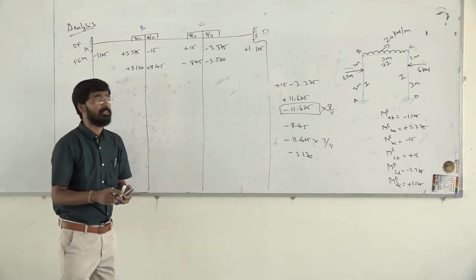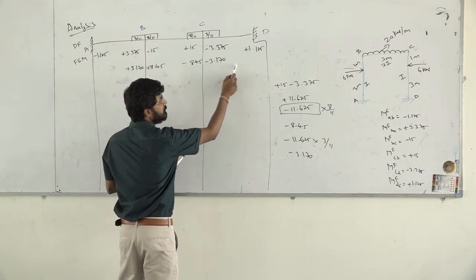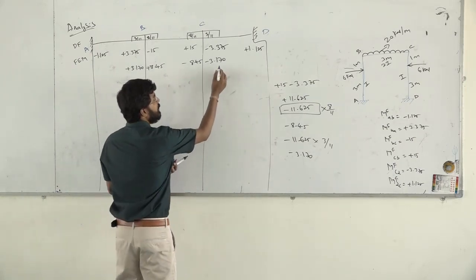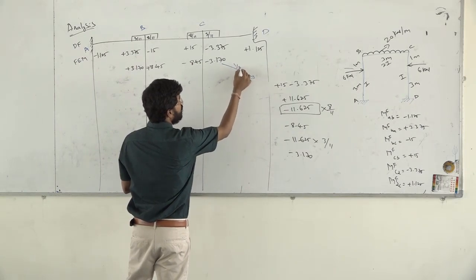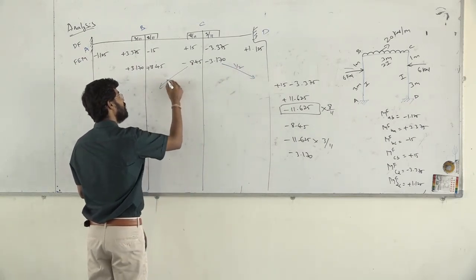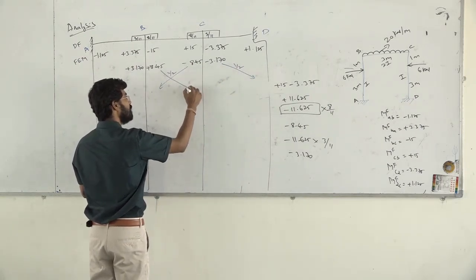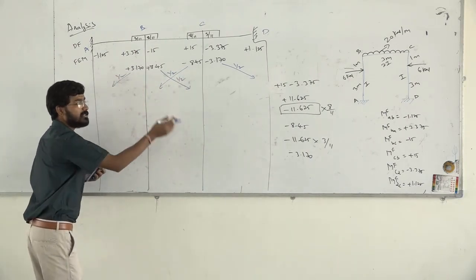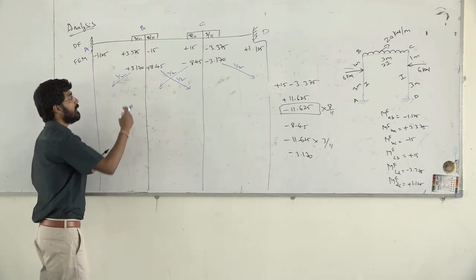Now what we have to do over here? Once we have got our step 1, then we have to distribute it. Distributing is nothing but you have to give half of this value to your adjacent support. This half value will come here, its half value will come here, this half will come here. Now the distribution starts.